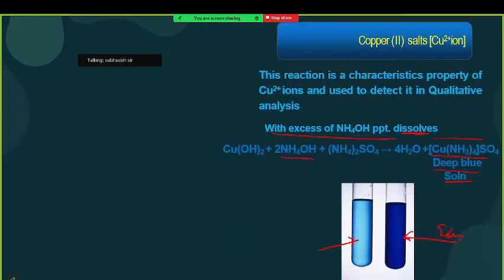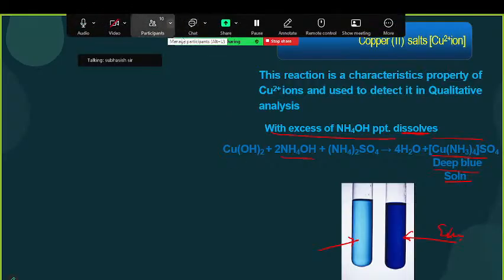If any sample contains copper, this test can be used as the confirmatory test, because no other cation responds in this way. A small amount of ammonium hydroxide gives the pale blue precipitate, but if you add excess ammonium hydroxide, you get cuproammonium sulfate, the deep blue solution. So this is the confirmatory test of copper ions in solution.